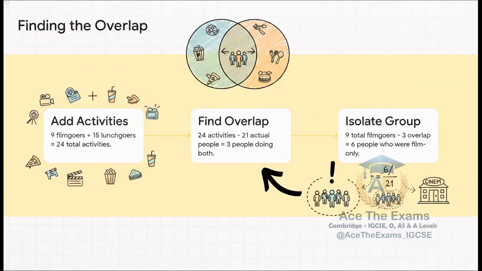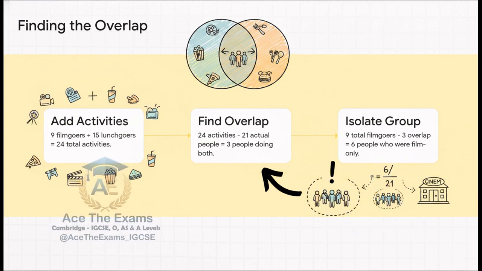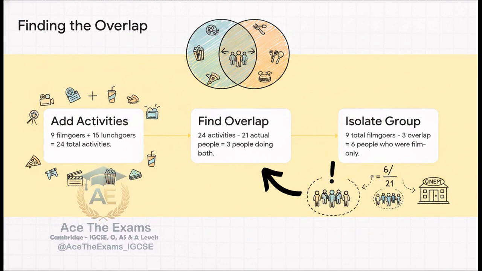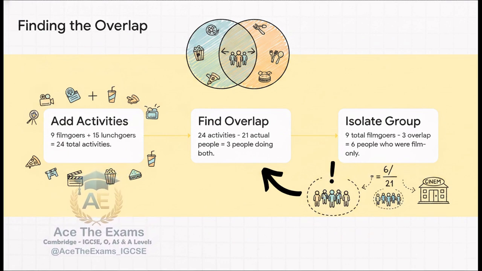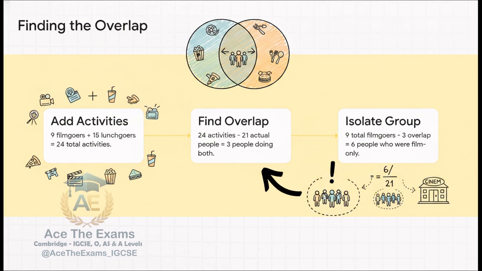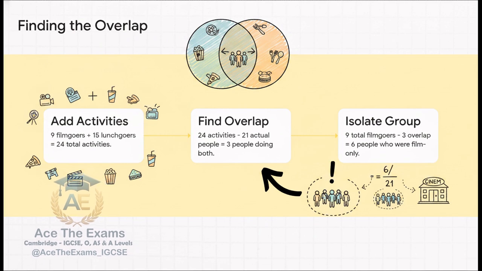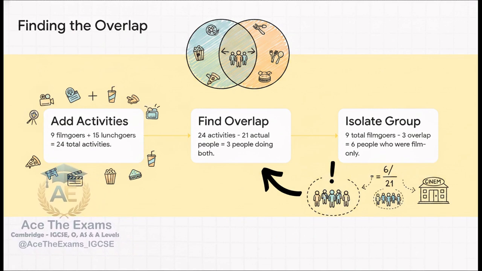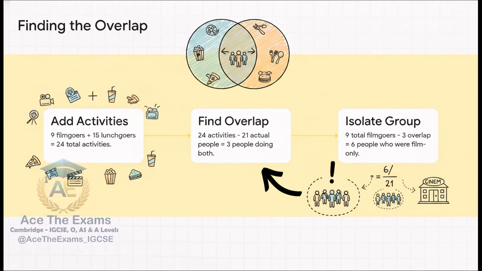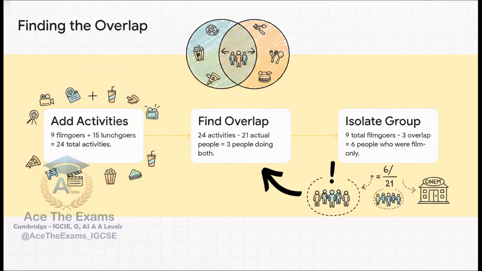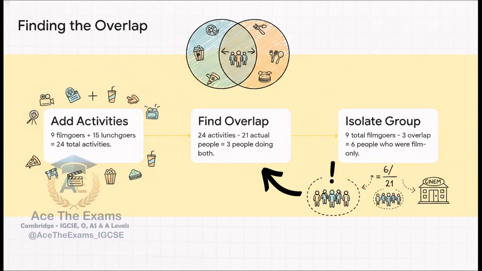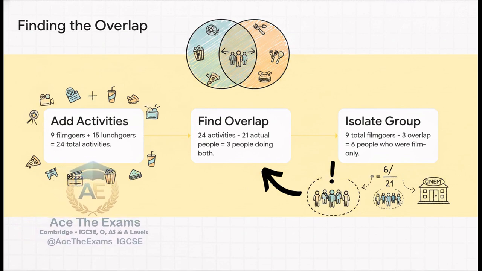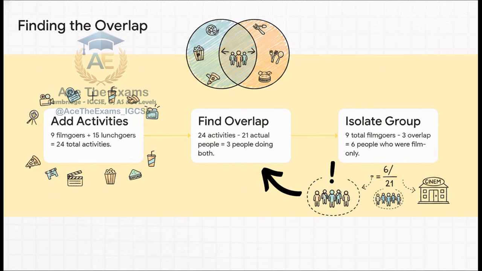This right here is the whole trick. The crucial point is that by systematically breaking down the numbers, we uncover the hidden overlap. We find the 3 people doing both. Let's walk through the logic step by step. Step 1, just add the total activities. 9 filmgoers plus 15 lunchgoers equals 24 activities happening. Step 2, subtract the actual total number of people. So 24 activities minus 21 actual people means there is an overlap of exactly 3. Those 3 people did both.